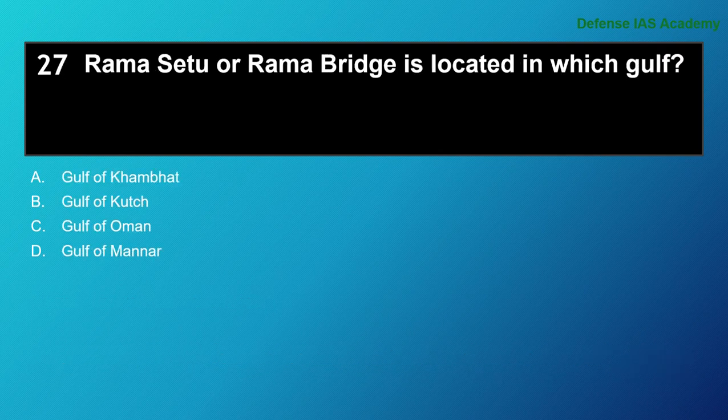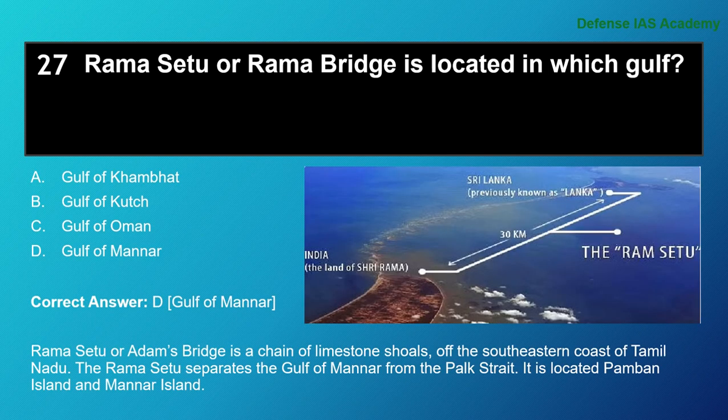Next question, Rama Setu or the Rama Bridge is located in which Gulf? So the answer is option D, Gulf of Mannar. Rama Setu or the Adams Bridge is a chain of limestone shoals off the southeastern coast of Tamil Nadu. The Rama Setu separates the Gulf of Mannar from the Palk Strait. It is located between Pamban Island and Mannar Island.